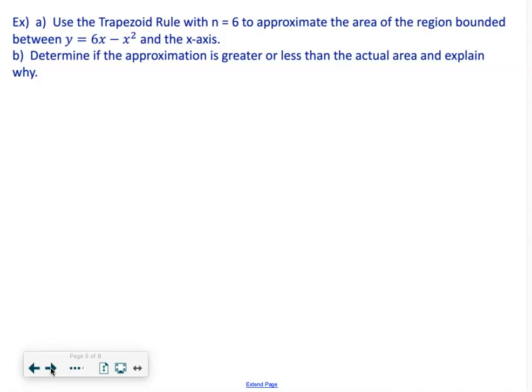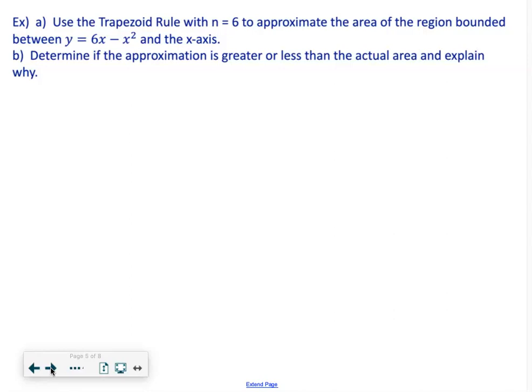Okay. Use the trapezoid rule. I'm going to give you a tiny bit of guidance. Use the trapezoid rule with n equals 6 to approximate the area of the region bounded between y equals 6x minus x squared and the x-axis.